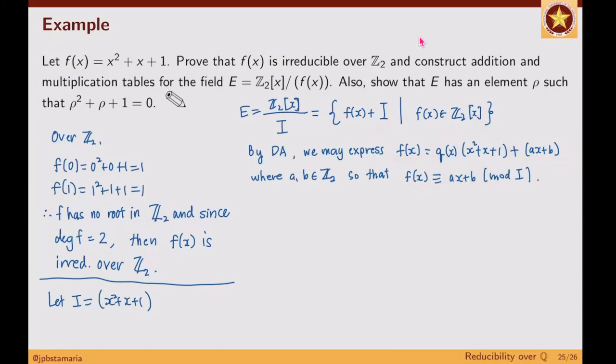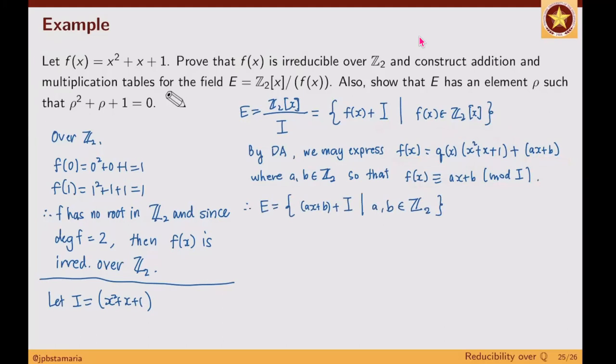Meaning to say, lahat ng elements ng E are expressible in the form ax plus b plus I, where a and b are elements of Z sub 2. Yan ang mga nandiyan sa E.